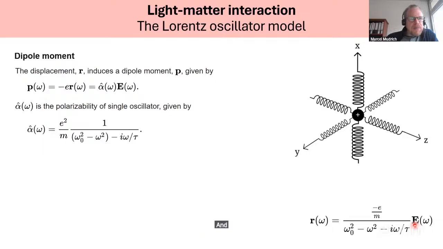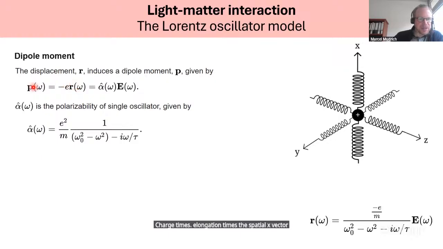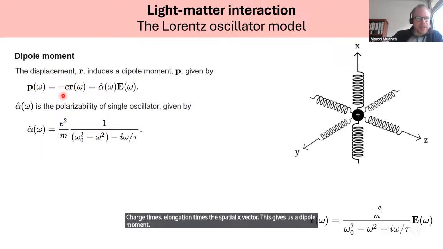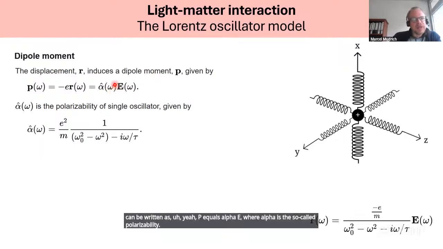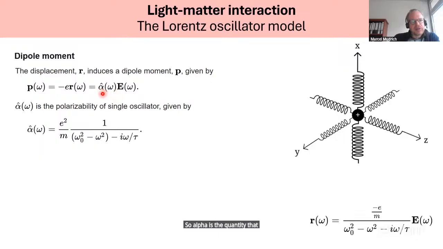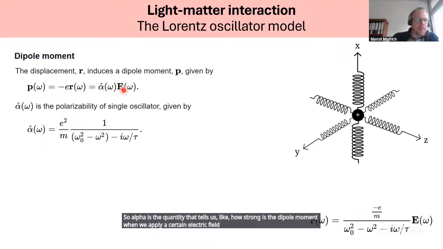And now we can remember that it's a charge that is elongated: charge times elongation times the spatial x vector. This gives us a dipole moment. And the dipole moment as a function of electric field can be written as P equals alpha E, where alpha is the so-called polarizability. So alpha is the quantity that tells us how strong the dipole moment is when we apply a certain electric field, right?